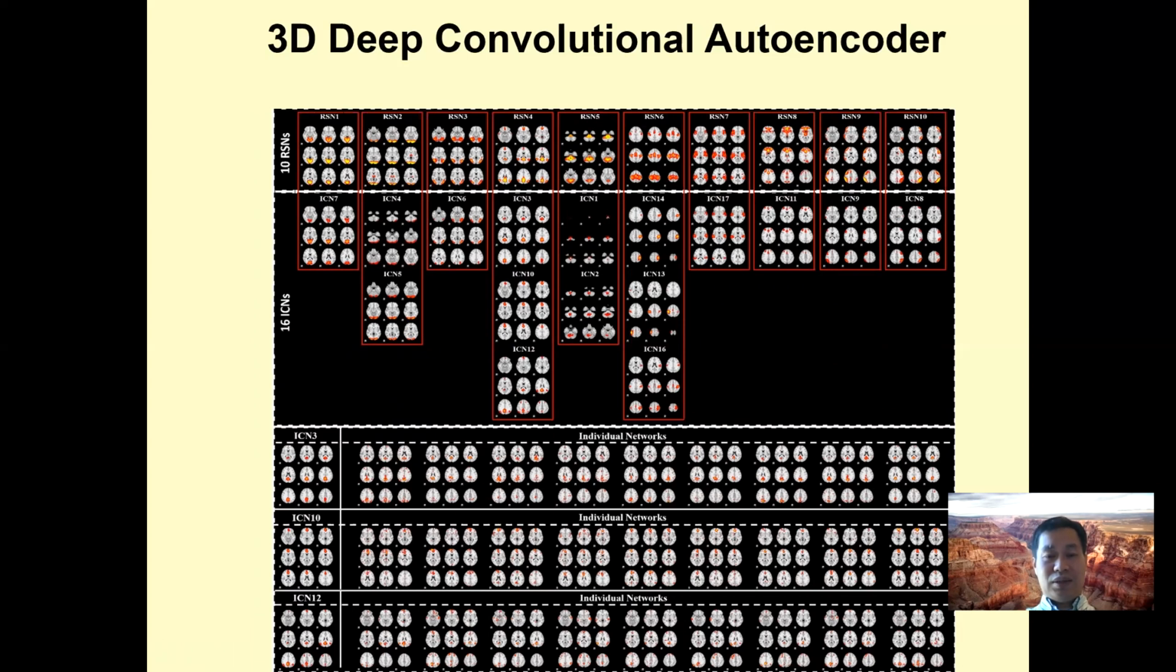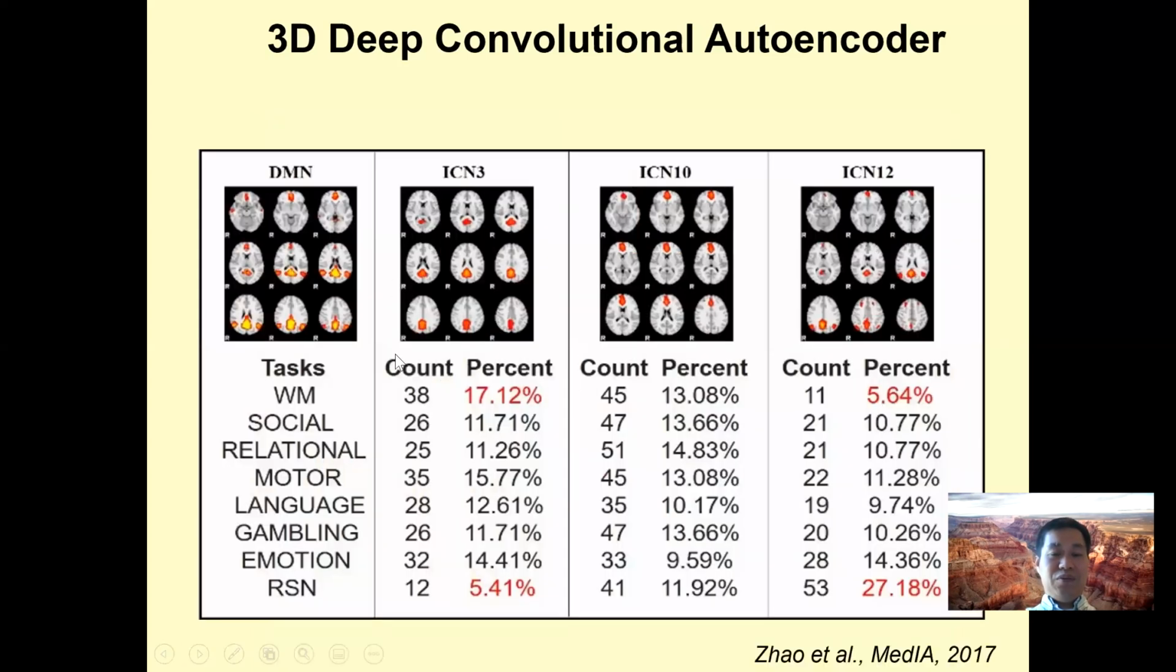So in this sense, we have a fine granularity definition of brain networks by looking at the variability across individuals and across tasks. And then if we look at the statistics of these fine-grained brain networks across 7 Human Connectome Project tasks and the resting state, we can see that the ICN3 pattern has a much larger percentage in the working memory task. And the ICN12, which is a very traditional resting state default mode network, has a much higher percentage in the resting state fMRI data. So this makes a lot of sense to us.